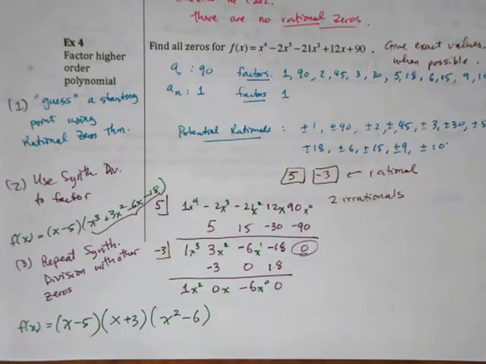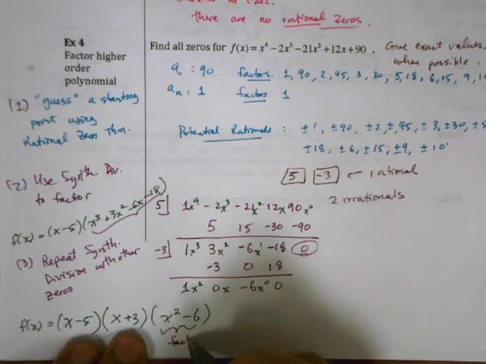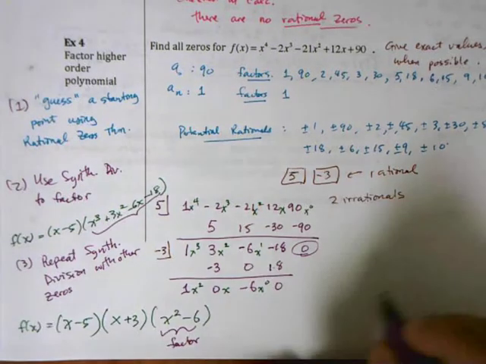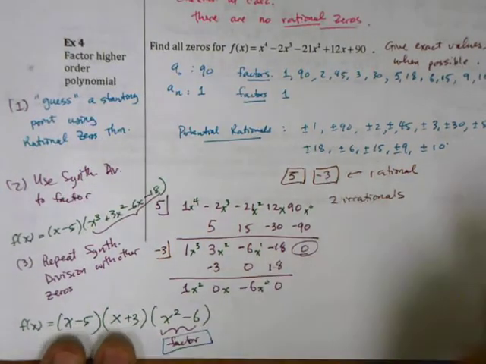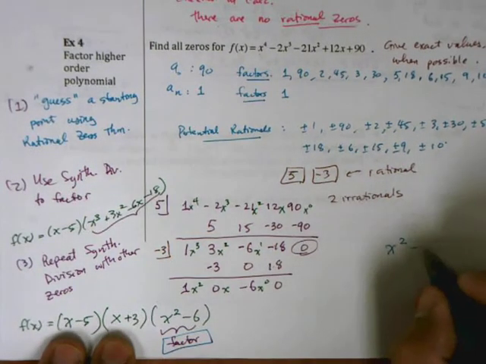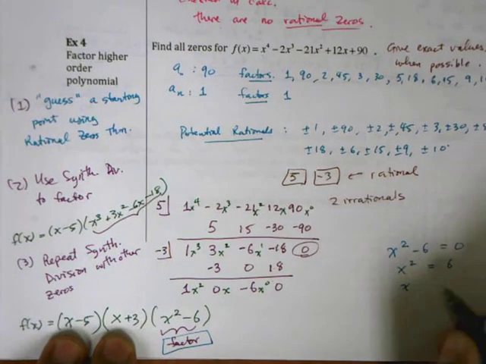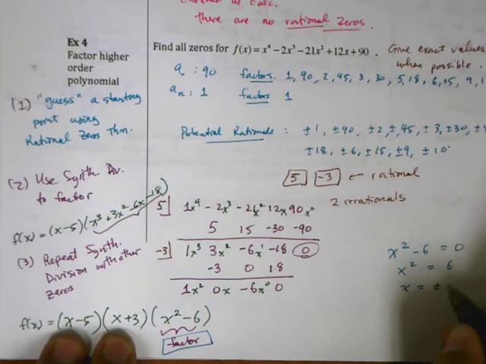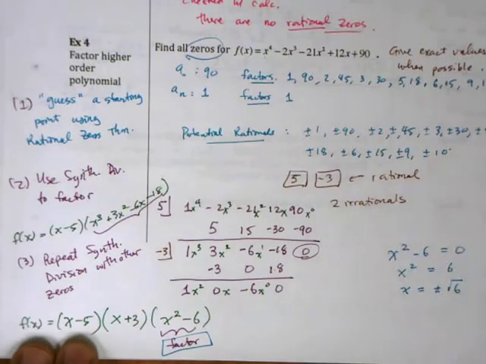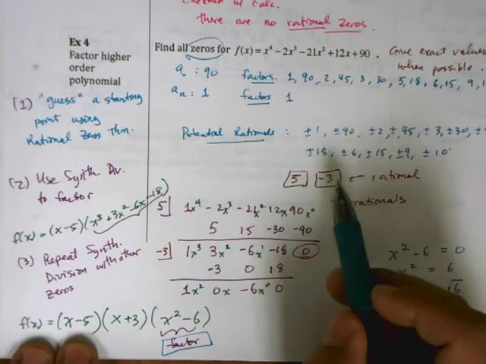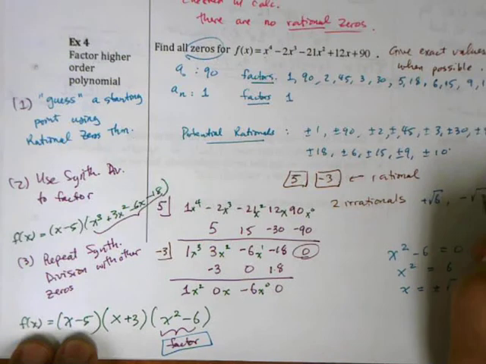Now it just so happens that I can also factor this again. I can factor this by solving for, let me use a different color here. I can factor this by using any method that I want. I can set it to 0. X squared minus 6 equals 0. X squared equals 6. X equals plus or minus the square root of 6. Okay. So it says to find all zeros, and here they are. Positive 5, -3, positive square root of 6, negative square root of 6.